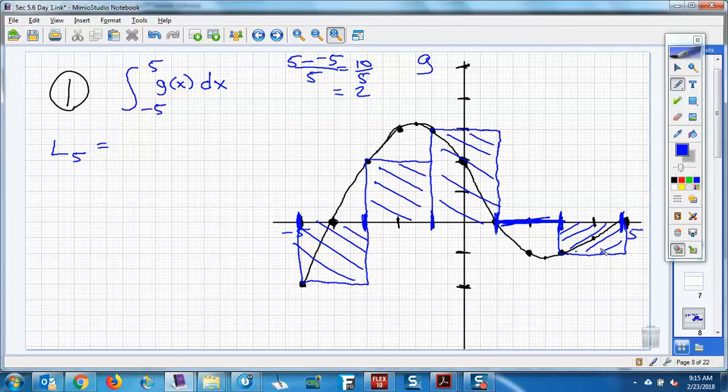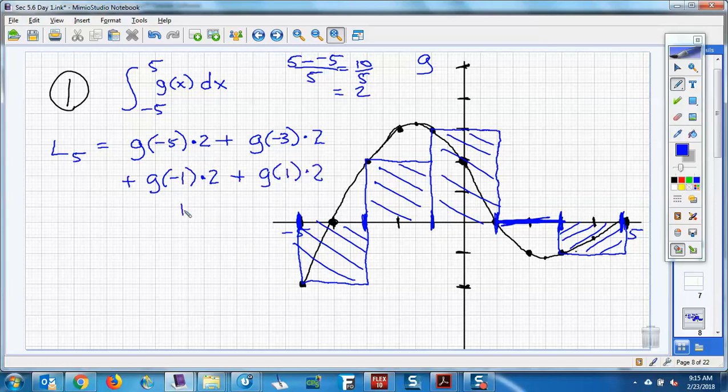Okay? Part A is to evaluate it. I want you to write it out. So we're going to write G of -5 times 2 plus G of -3 times 2 plus G of -1 times 2 plus G of 1 times 2 plus G of 3 times 2.